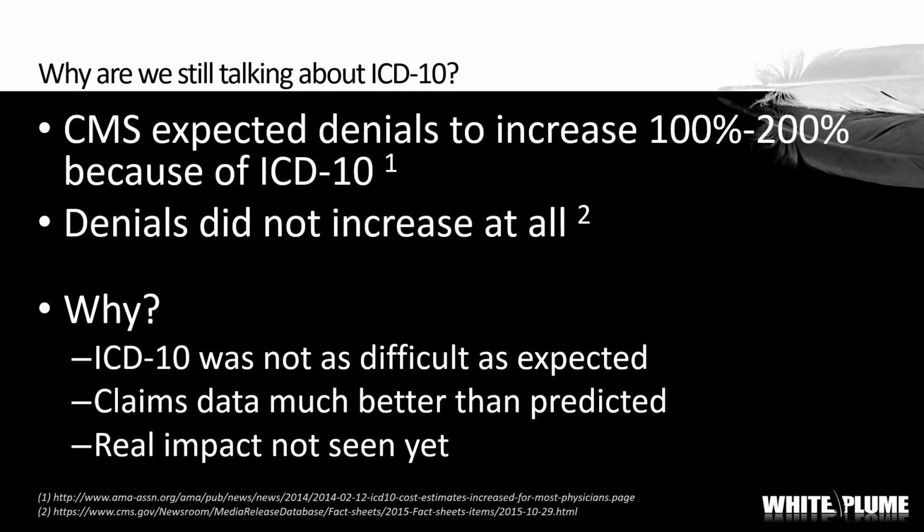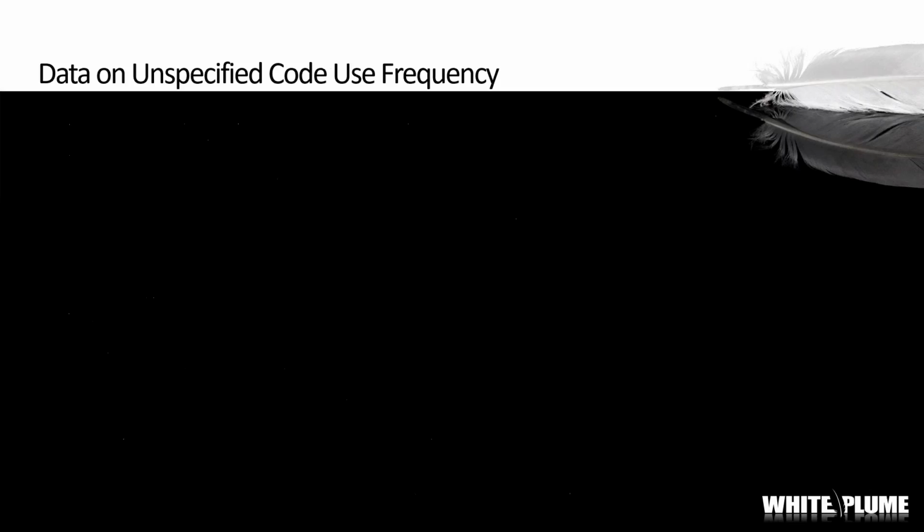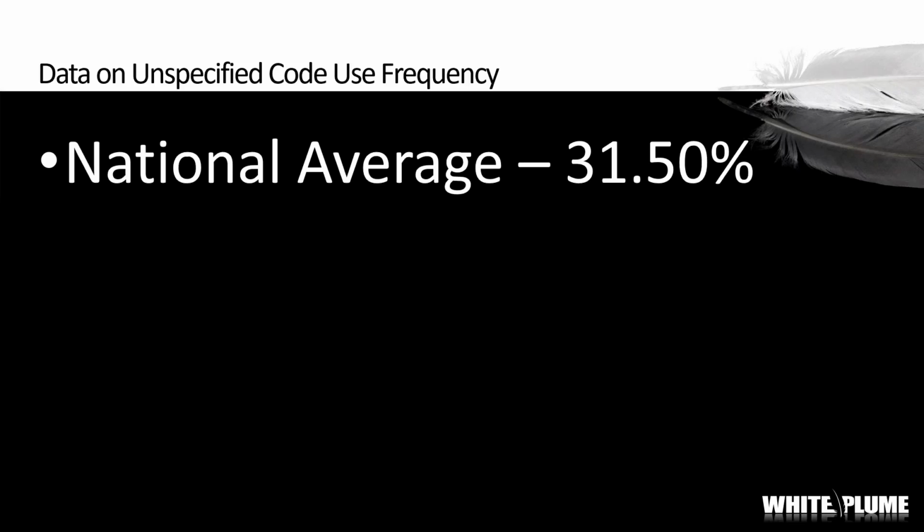That's why it's important to know your data, to know how frequently those unspecified codes are being used. Looking across the country, the national average for how frequently unspecified codes are used is just over 30% of the time. So nearly a third of diagnosis codes that are used across all providers are unspecified codes. That is a big, big problem. If the national denial rate today is 10%, and they start cracking down on those unspecified codes, you can see very easily how that could double or triple for your practice. That's the bad news for providers across the country.